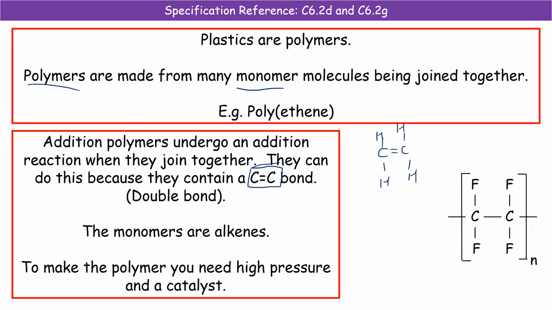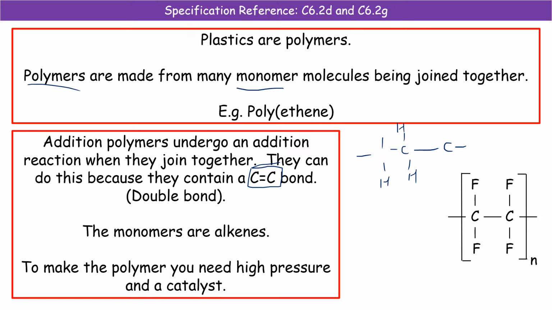That can then break, so if we actually break that double bond, we have our single bond there, and it allows us to then join on to another alkene, and so on. So that just allows us to join lots of those monomers end to end.